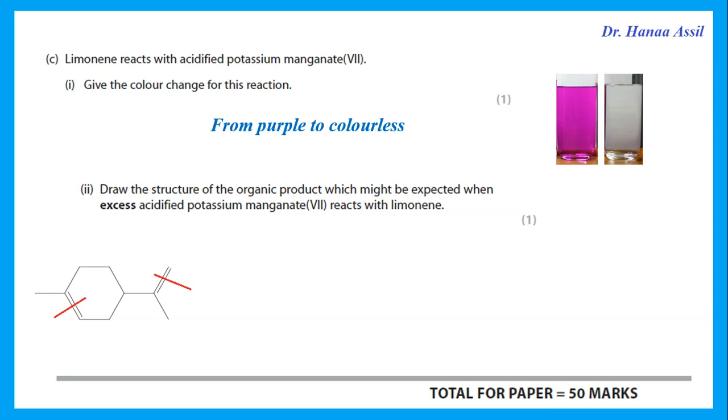And you should know that when something that has a double bond reacts with an oxidizing agent like potassium manganate, what happens is the double bond is opened and we get diols on those two carbons. So each of these double bonds, he says I have excess, so each of the double bonds is broken up to form diols. So this would be the structure of my product.